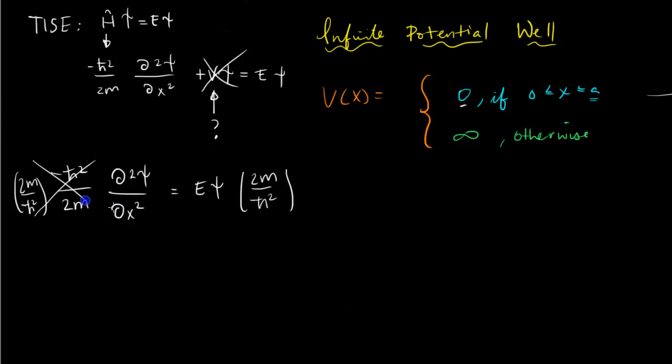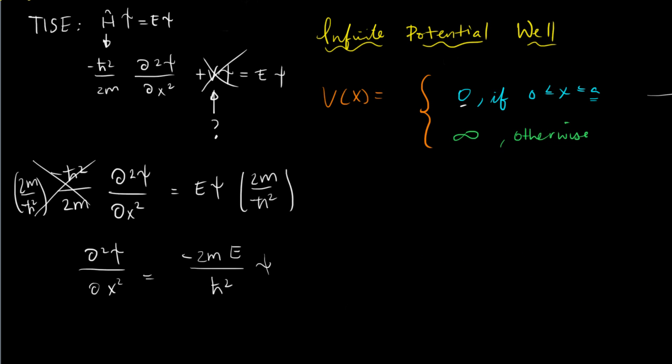What we get is this thing cancels out. We get the partial squared psi over partial x squared is equal to negative 2m over h bar squared times e psi. Actually, let me put this e with the 2m. So we make it like that. What is it? Negative 2me over h bar squared times psi.